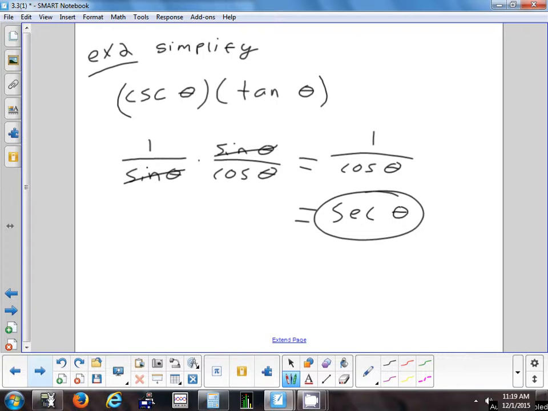So how do you know when to stop? Why not just stop at 1 over cosine? If we can get rid of the fraction, we usually try to. Not every problem will let you get rid of all your fractions, but we're starting out with easy ones. Questions on that one?